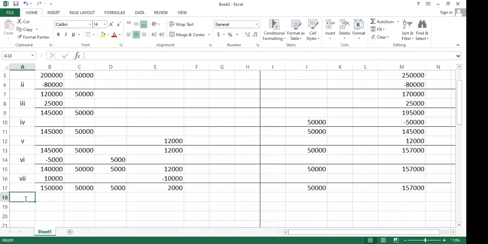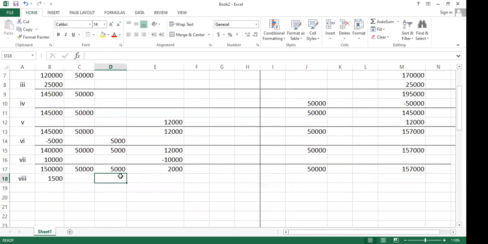8. Eight is return defective furniture worth 1,500. Then received cash 1,500 and deduct furniture 1,500. Cash also same, add 1,500 and minus 1,500 is not change.